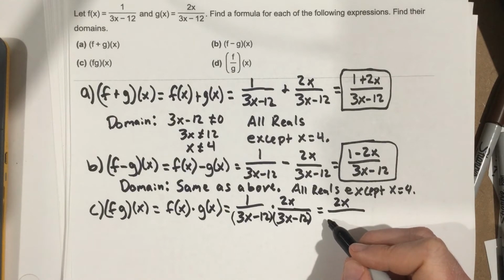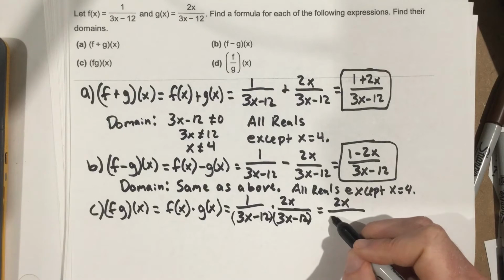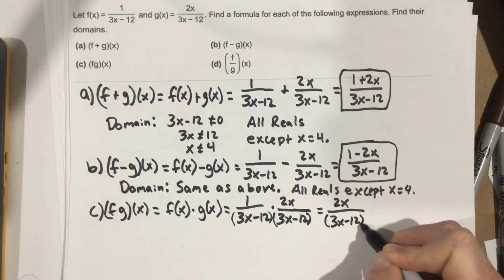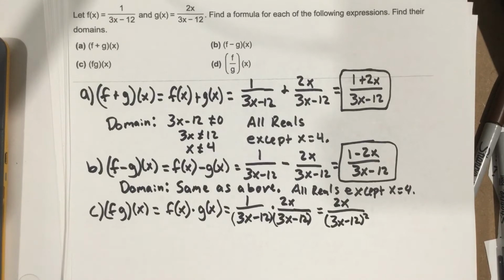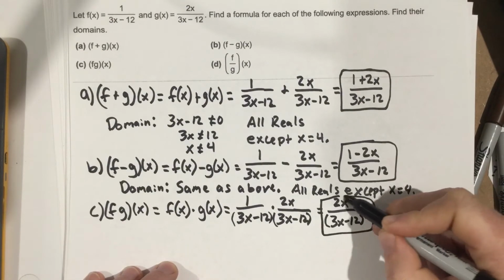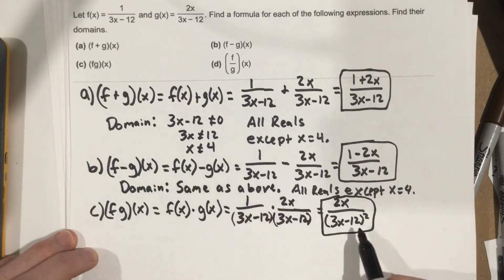Well, you know what? Let's just leave this as 3x minus 12 squared. That's easier, let's leave it that way. We don't even have to multiply them. And then we're going to do the same thing that we did before. We're going to set the denominator to find the domain not equal to 0.